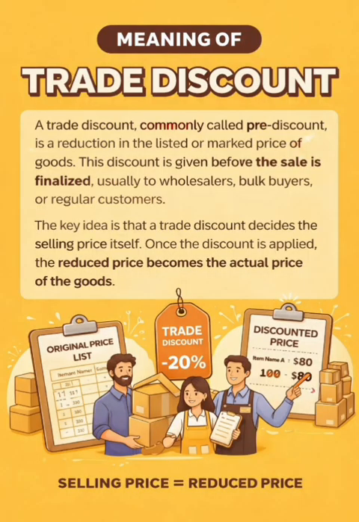Meaning of trade discount. A pre-discount, commonly called trade discount, is a reduction in the listed or marked price of goods. This discount is given before the sale is finalized, usually to wholesalers, bulk buyers, or regular customers. The key idea is that a trade discount decides the selling price itself. Once the discount is applied, the reduced price becomes the actual price of the goods.